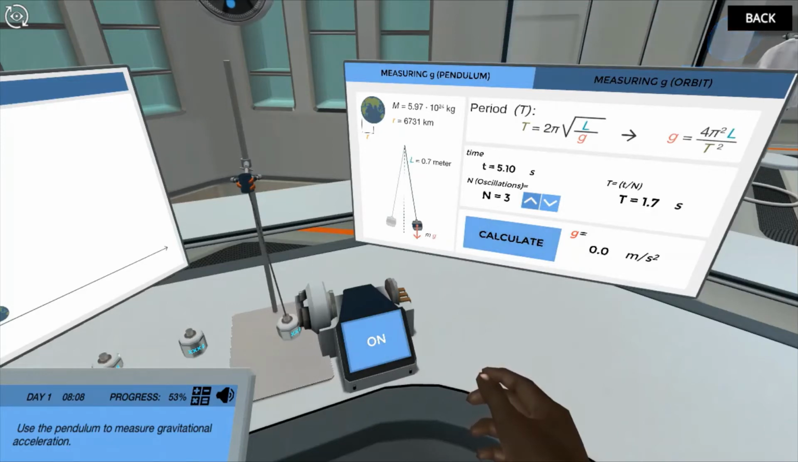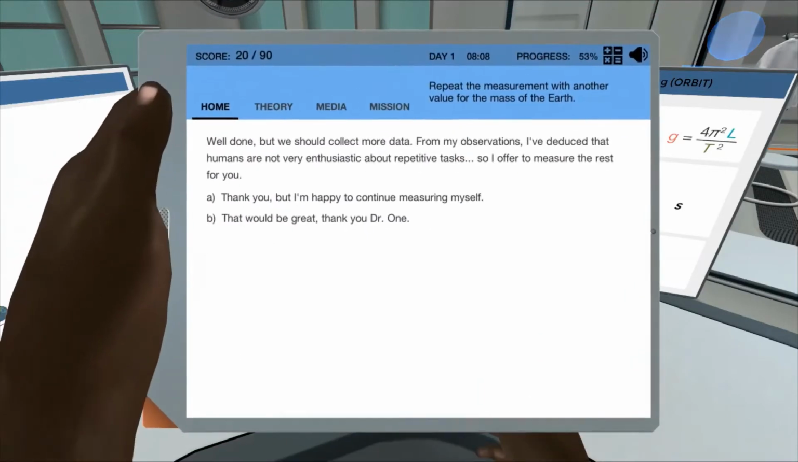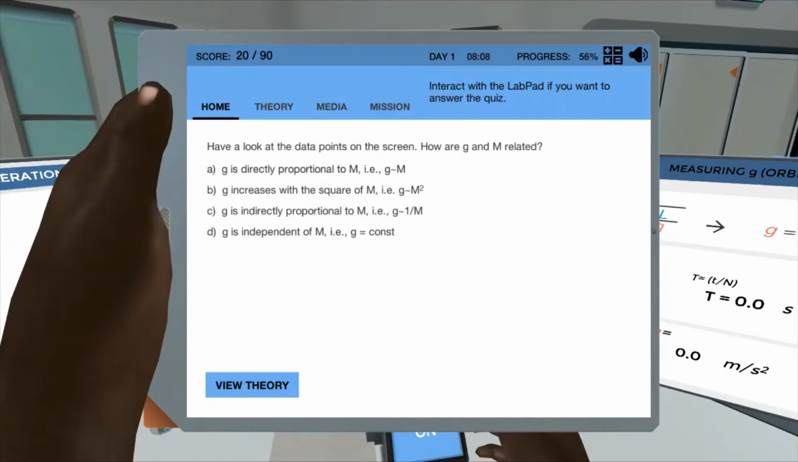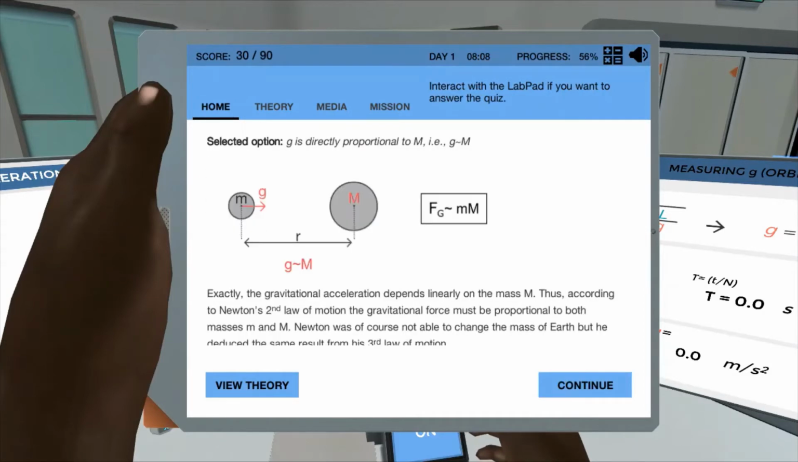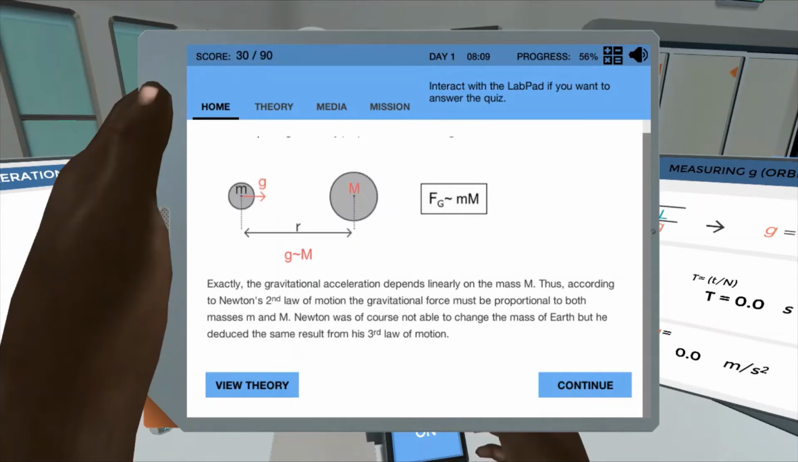Have a look at the data points on the screen. How are g and M related? The answer is g is directly proportional to M. Thus, according to Newton's second law of motion, the gravitational force must be proportional to both masses, the mass of the object and the mass of the Earth.